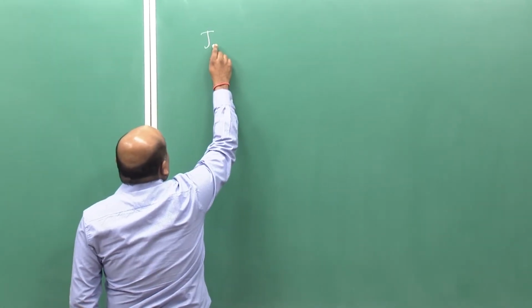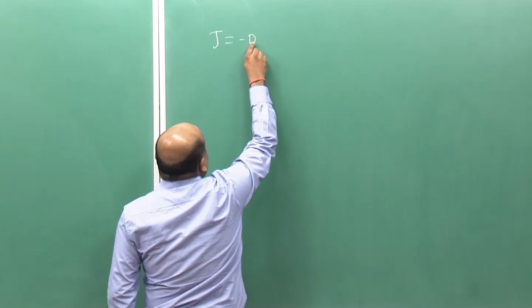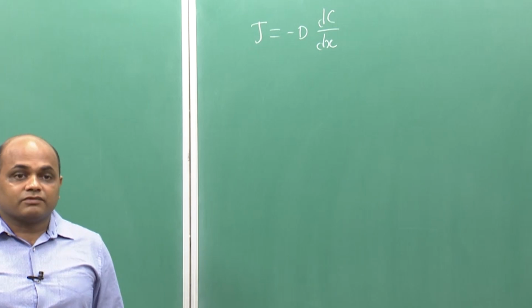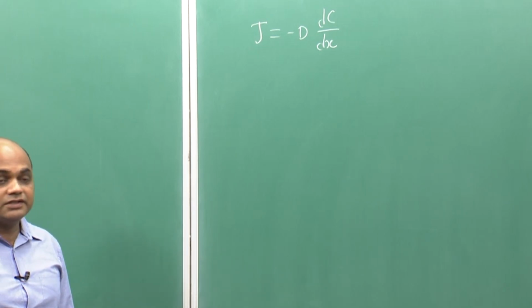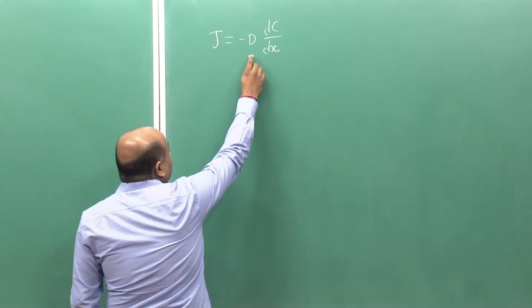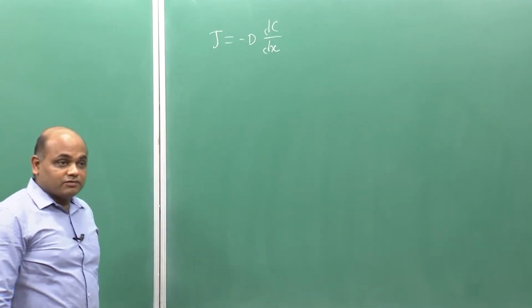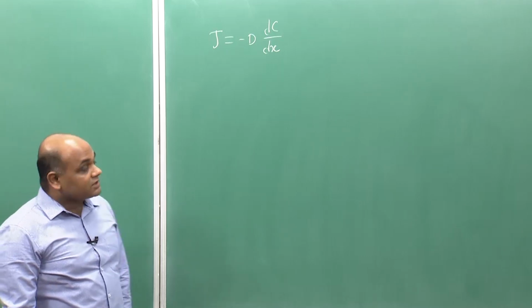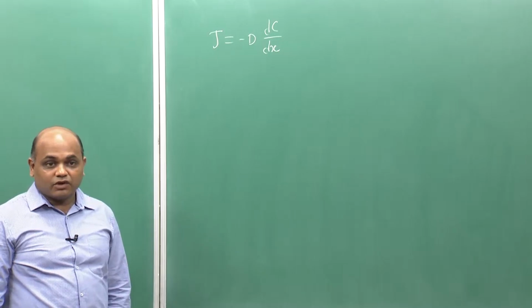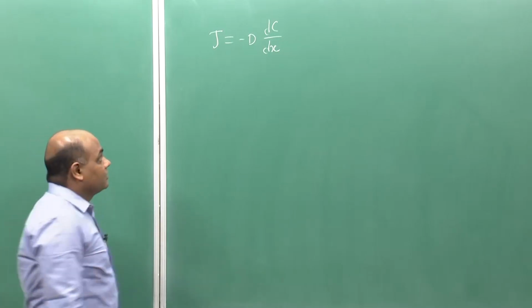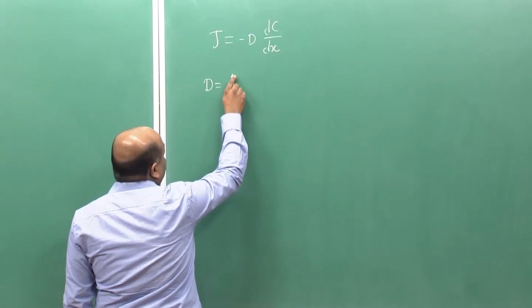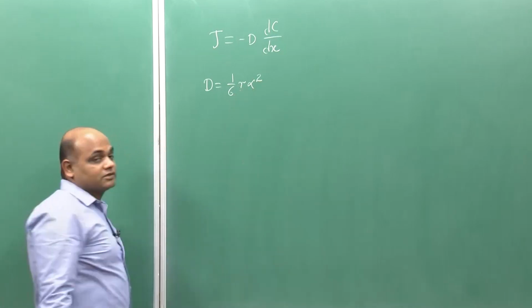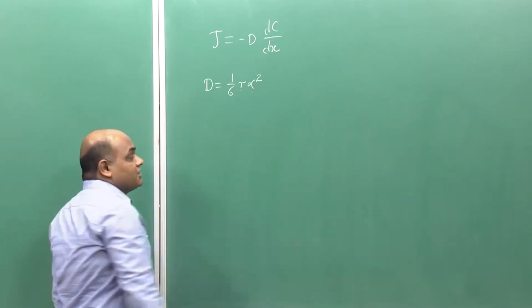So we have seen the expression for Fick's law for diffusion of a component, J equal to minus d dc by dx. Now in this expression d is constant, which is called diffusivity, and remember it is valid when the concentration gradient is very small, because only then d is constant, because we have derived this expression for d equal to 1/6 gamma alpha square, where gamma is the successful jump frequency and alpha is the jump distance.